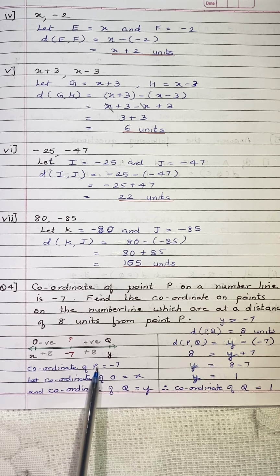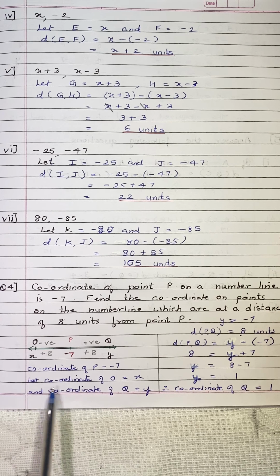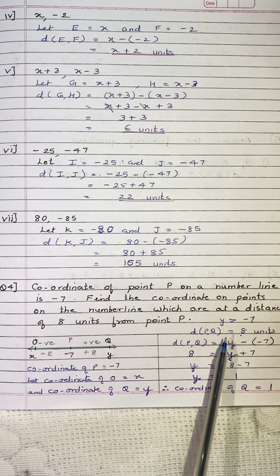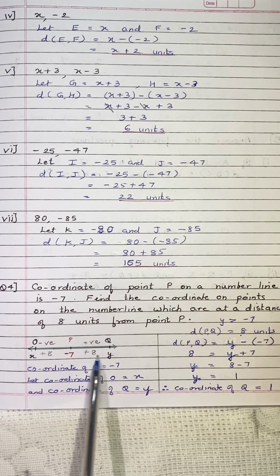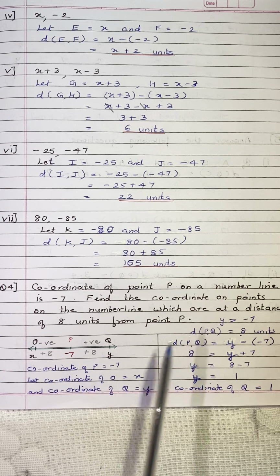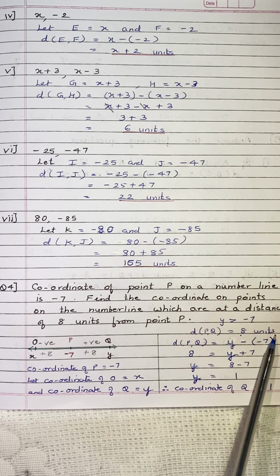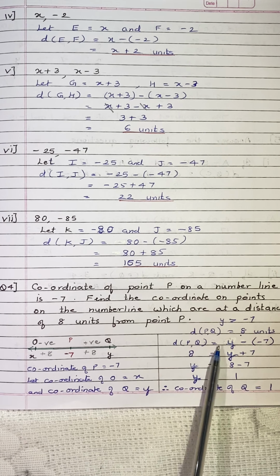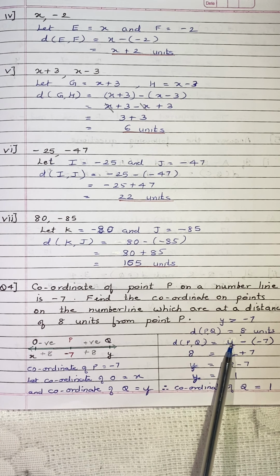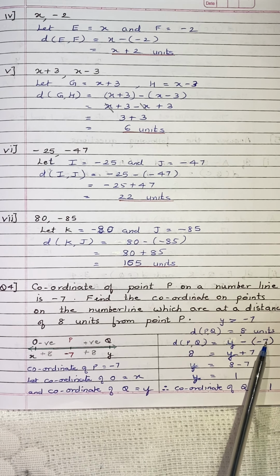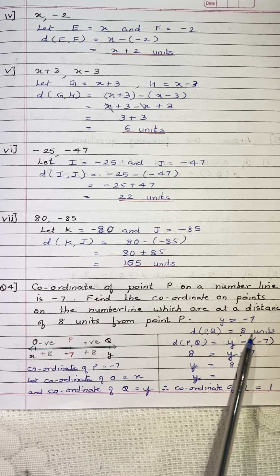So coordinate of P is negative 7. Let the coordinate of Q be x and let the coordinate of R be y. Now we will consider this coordinate. To find this coordinate, y is greater than negative 7. Distance between PQ is equal to 8 units. So distance between PQ is equal to, y is bigger, so y minus negative 7. So PQ, they have given us 8 units.